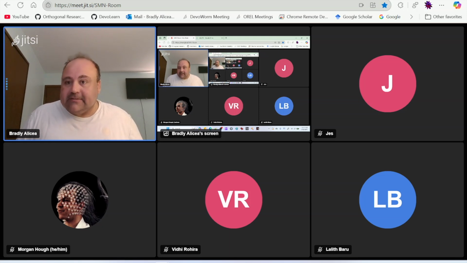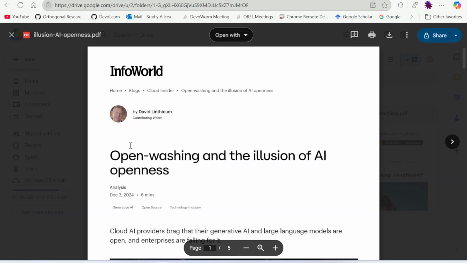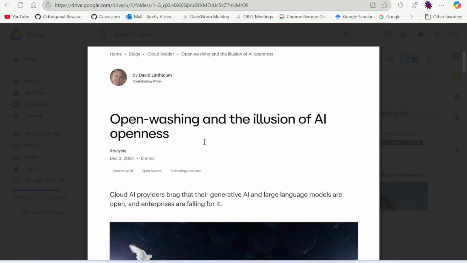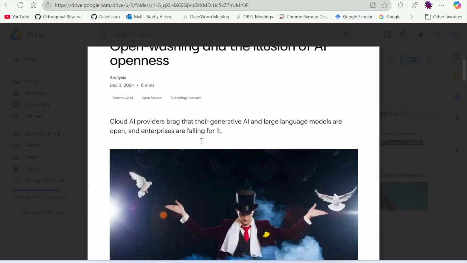And so this is the next step in the other direction, where people will sell something as open source, but it's actually not open source. It's mostly proprietary, or the open source component is trivial. This is one article from InfoWorld from David Linthicum, on openwashing and the illusion of AI openness. It talks about how in the AI space you see openwashing, and how you can advertise things as open or open source when in fact it's not.